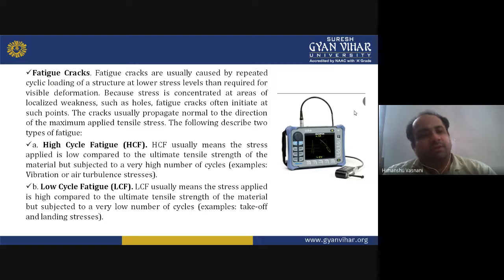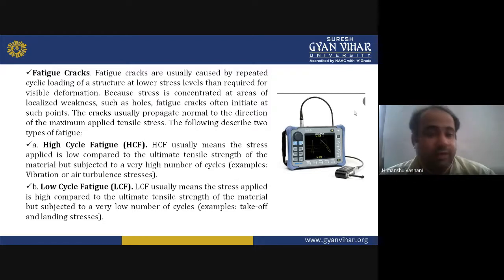Stress is concentrated at areas of localized weakness, such as holes, and fatigue cracks often initiate at such points. The cracks usually propagate normal to the direction of the maximum applied tensile stress.